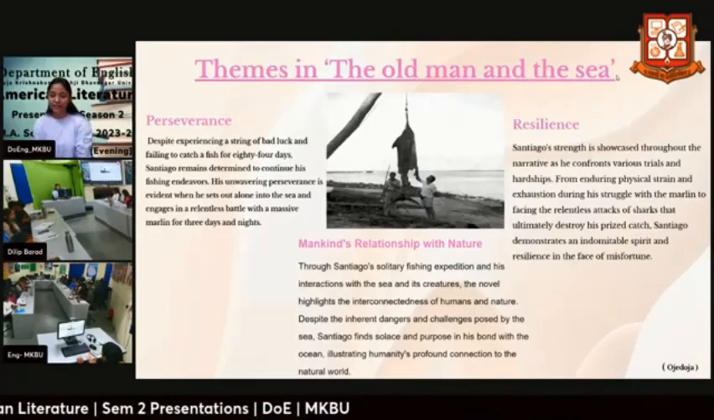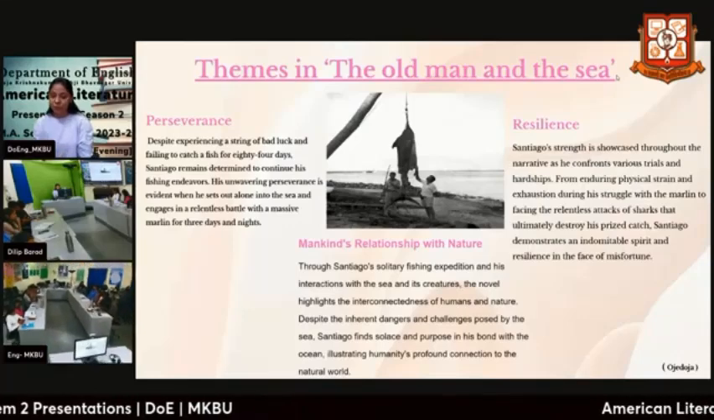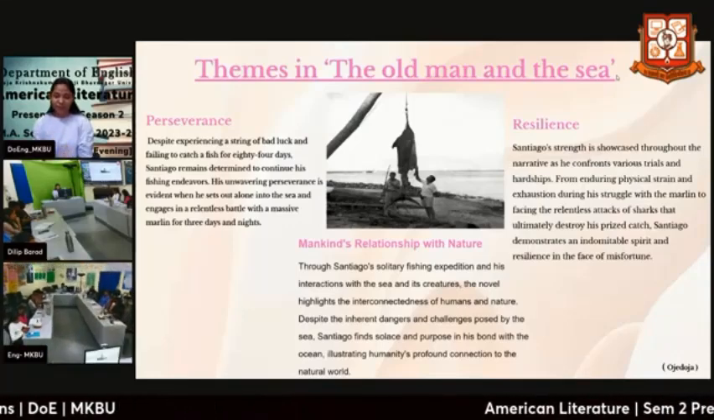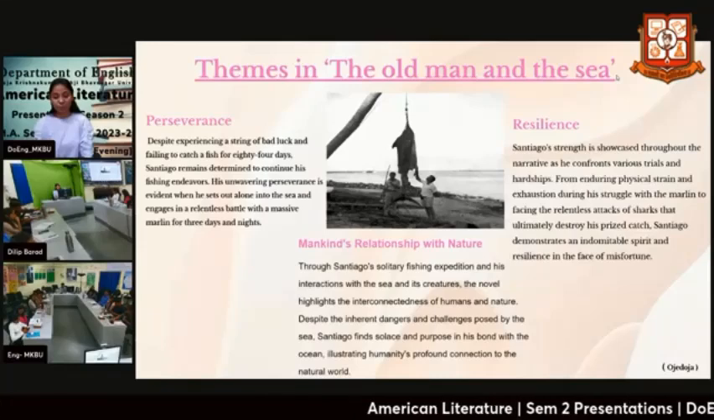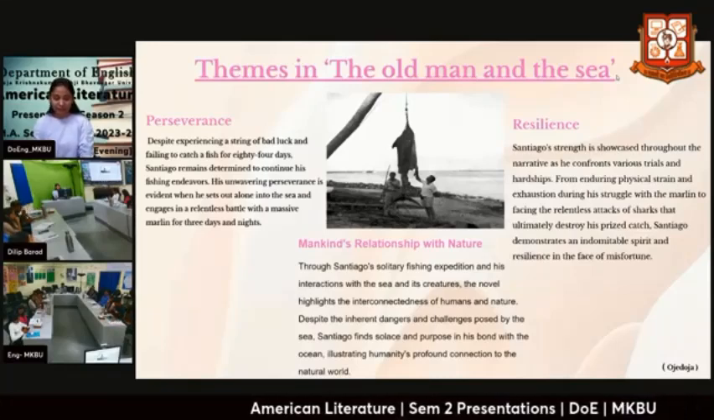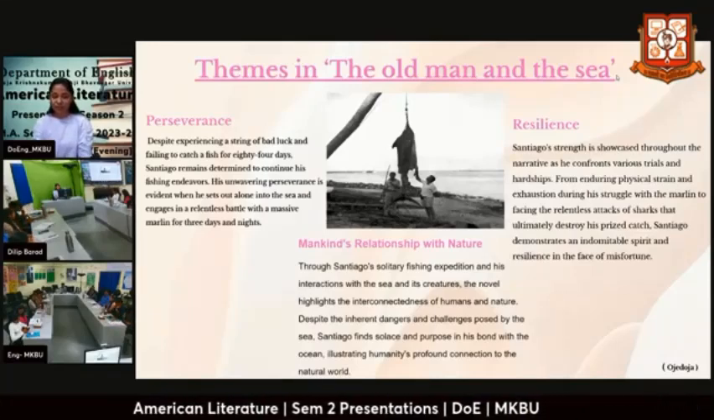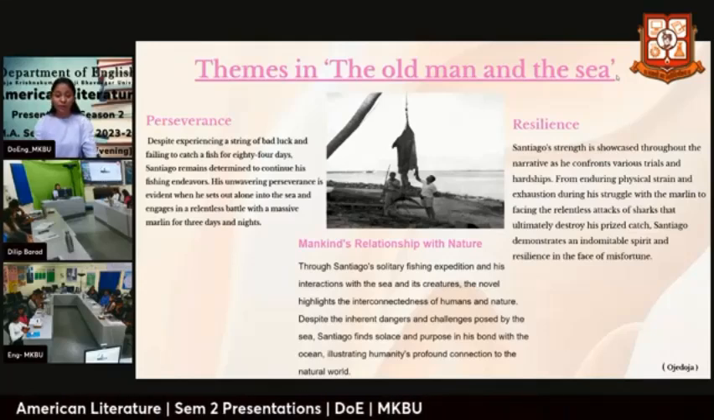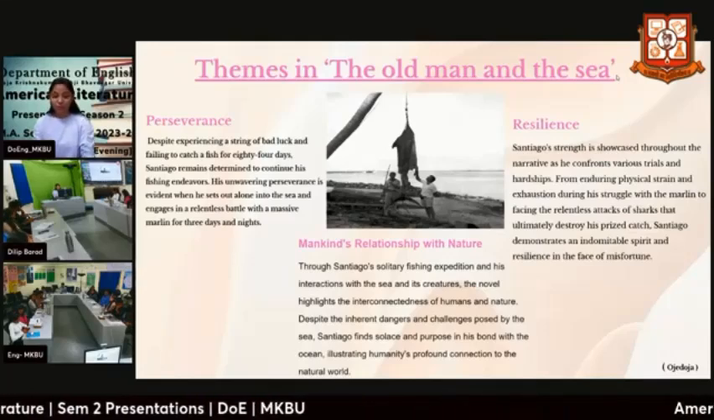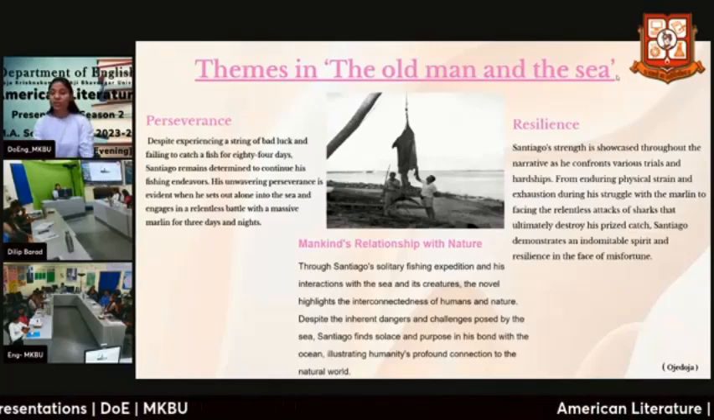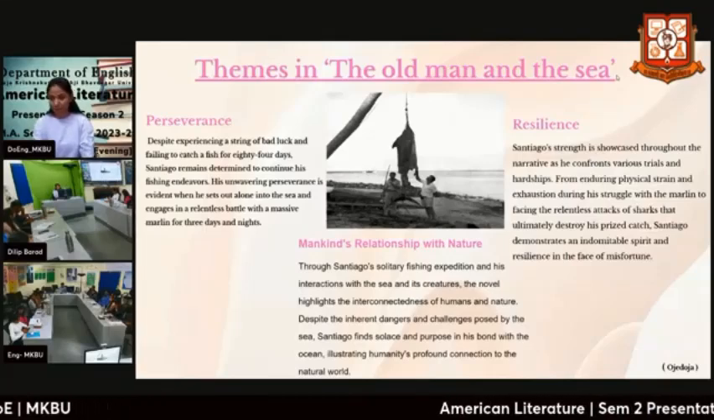The novel highlights the interconnectedness of human and nature. Despite the inherent dangers and challenges posed by the sea, Santiago finds solace and purpose in his bond with the ocean, illustrating humanity's profound connection to the natural world.